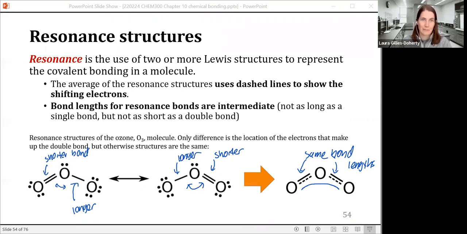So that's how we figured out that resonance was happening, that we get these resonance structures, these equivalent structures, but in reality, they kind of average out so that the two bonds that the electrons are shared across end up with equal bond lengths. And these bond lengths were a little bit longer than a double bond and a little bit shorter than a single bond, kind of like a hybrid between a double and a single bond.